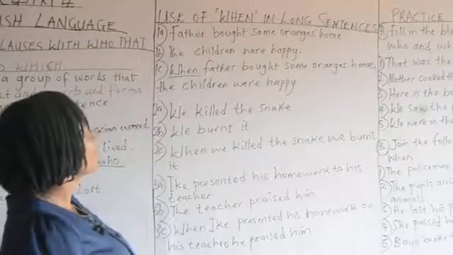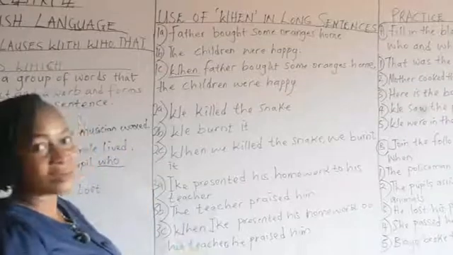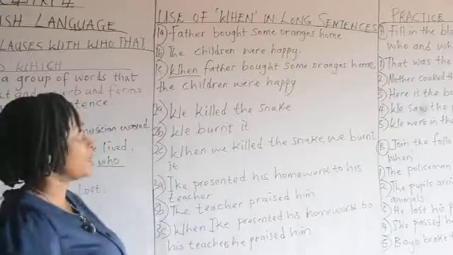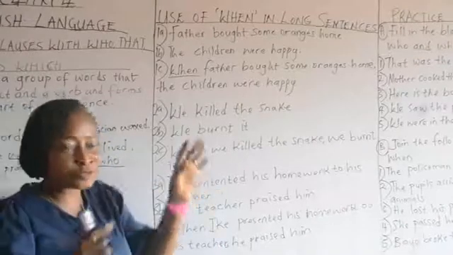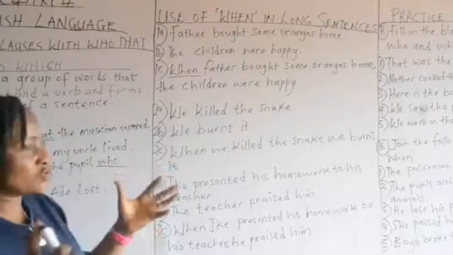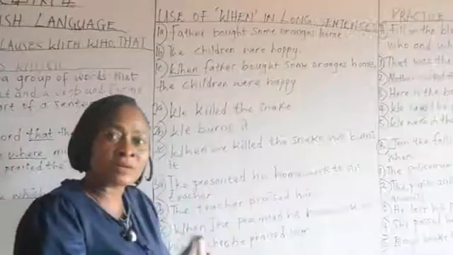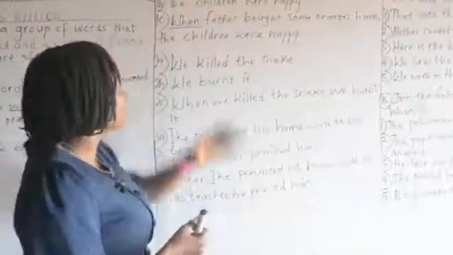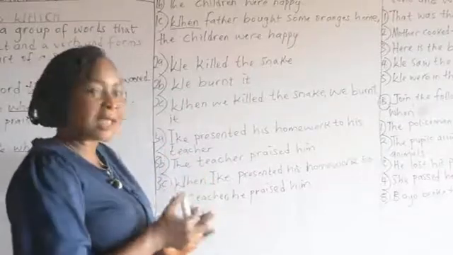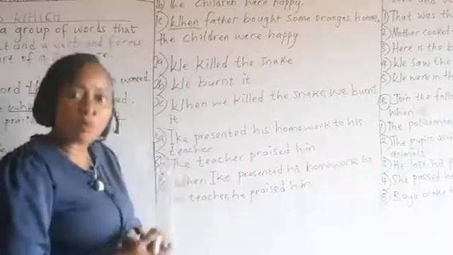1A. Father bought some oranges home. 1B. The children were happy. You see, I have two sentences, making it very long, and there is no connection. There is what is known as sentence connectors. So this word "when", in this case, is serving as a connector between sentence 1A and sentence 1B.